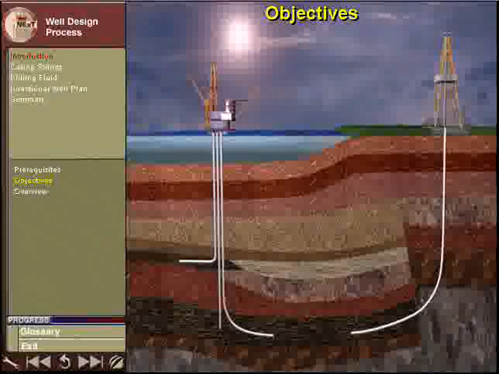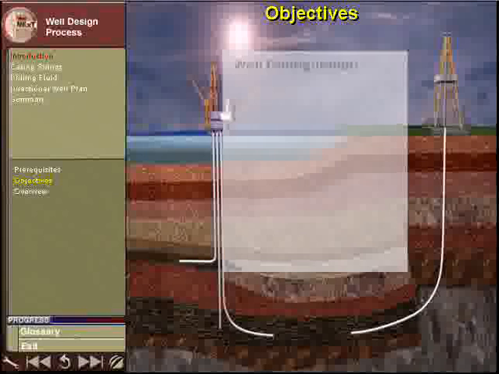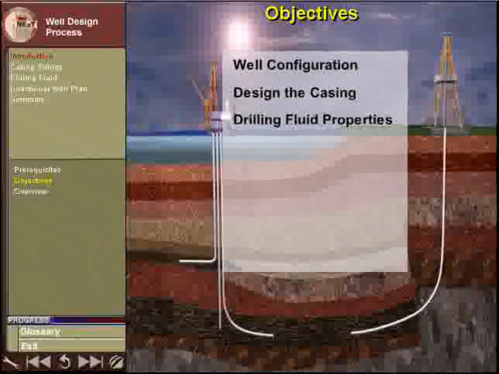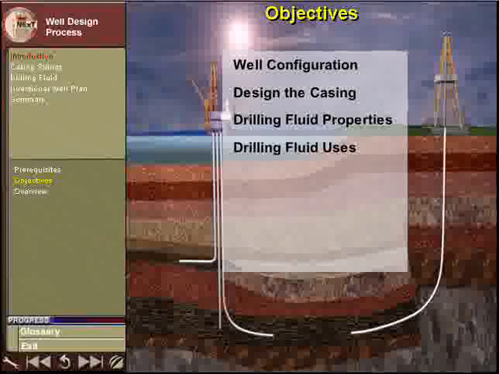At the end of this module, you should be able to describe the general configuration of a well. Identify the criteria used in selection of casing setting depths, sizes, weights, and grades. Explain the functions and properties of a drilling fluid. Describe the types of drilling fluids used and the circumstances in which each type is used.